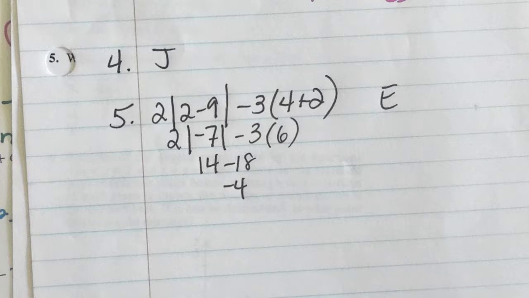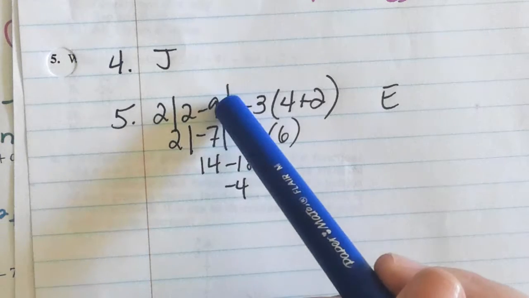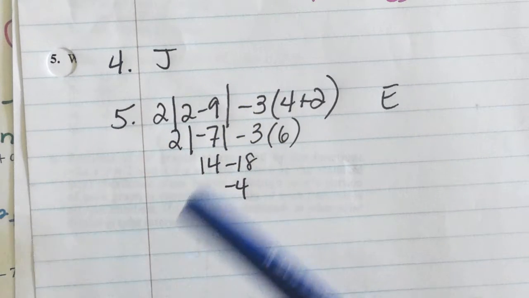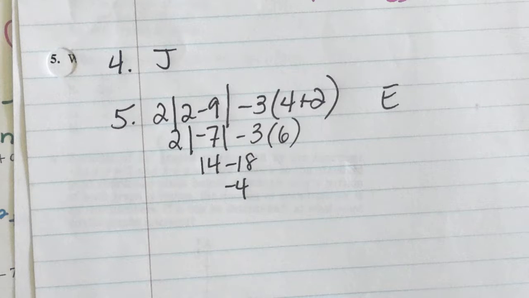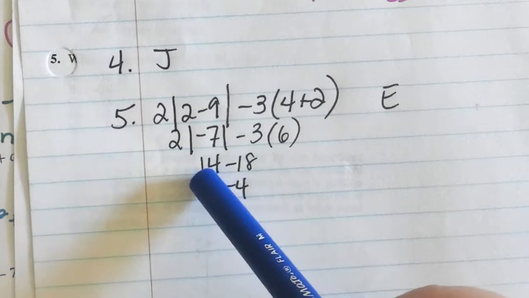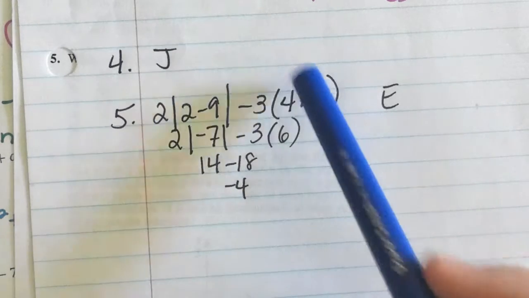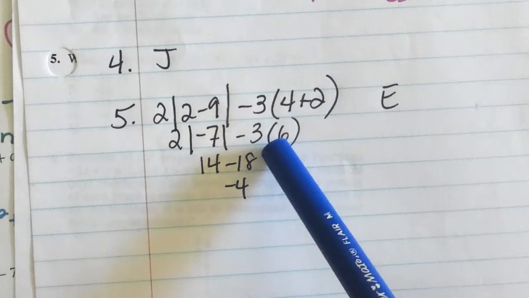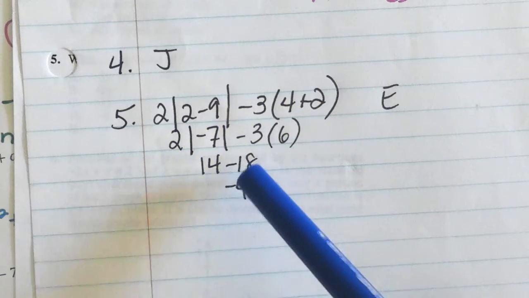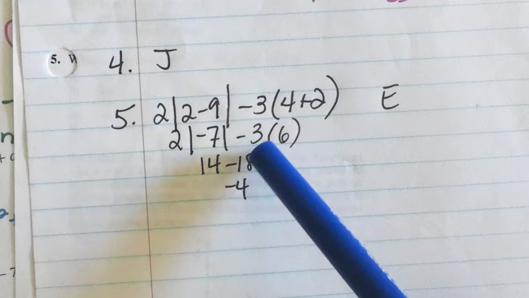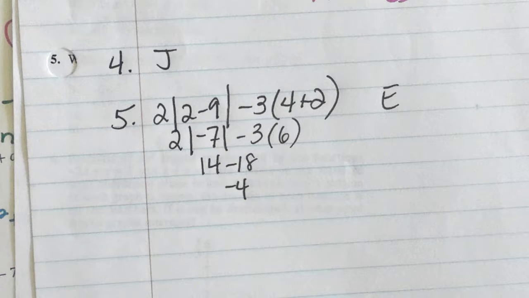However, the math is pretty simple. 2 minus 9, well, that's negative 7. But the absolute value bars make everything positive, so it's really 2 times 7, which is 14. The other part, I know you can do: 4 plus 2 is 6. 3 times 6 is 18. So you end up having 14 minus 18, and that is negative 4.